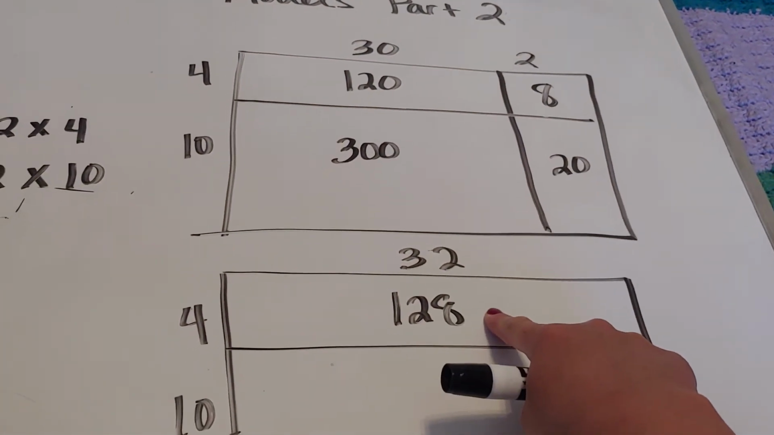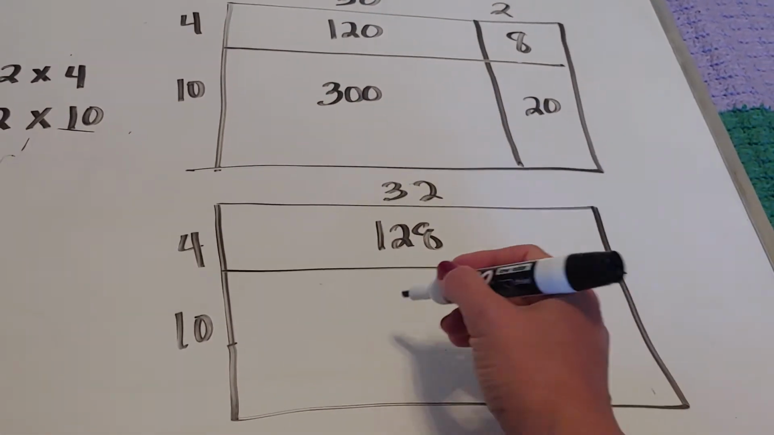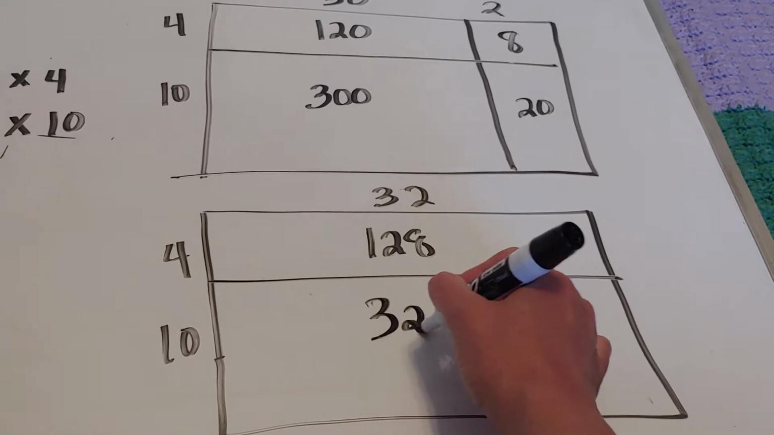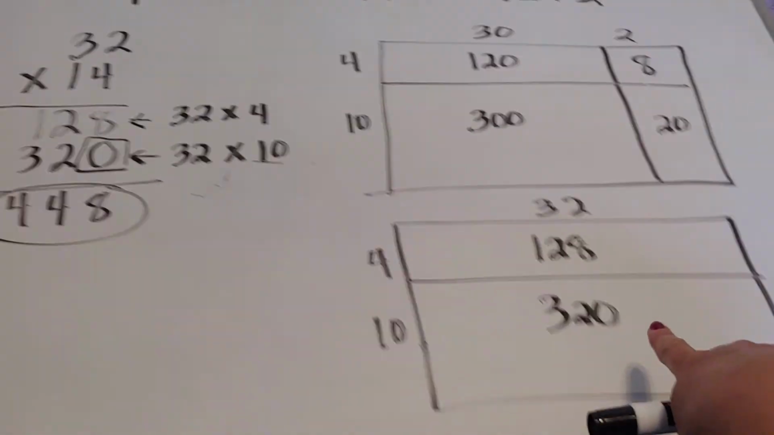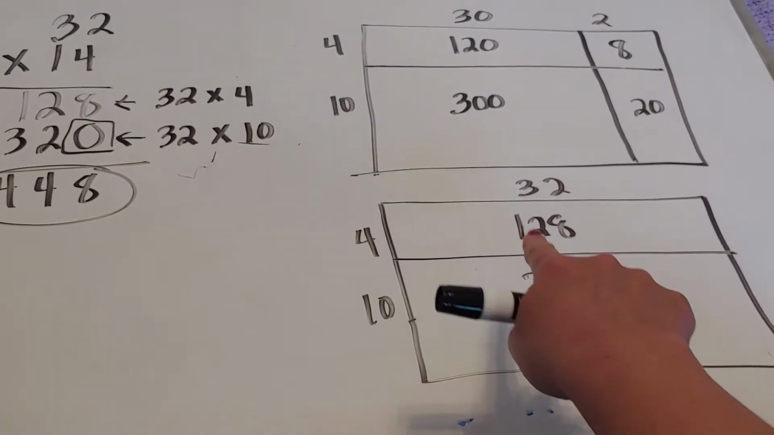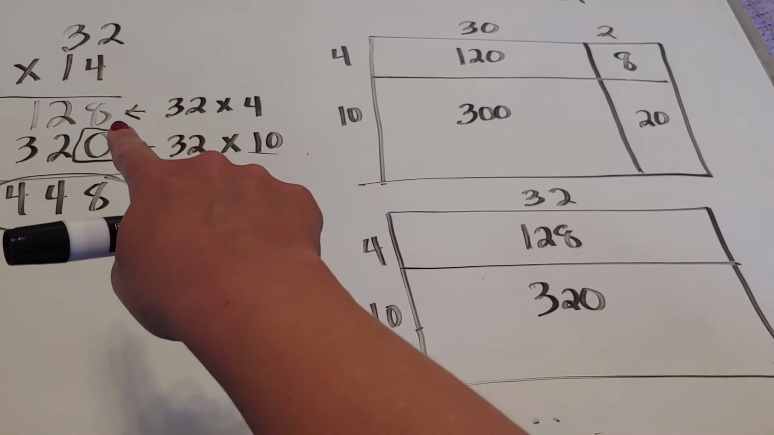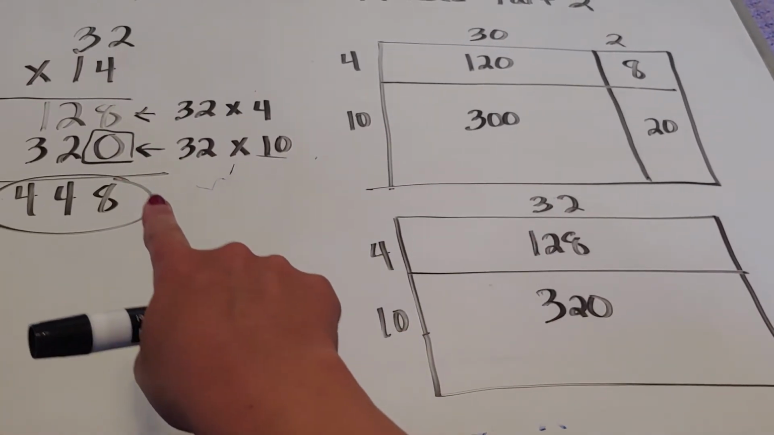All right, let's play this game one more time. What do these two add up to? 320. Now, if you'll notice, the way that I've got this drawing matches this. So 4 times 32 is the 128, which is my first line. And then 32 times 10 is 320, which matches up to the second line.